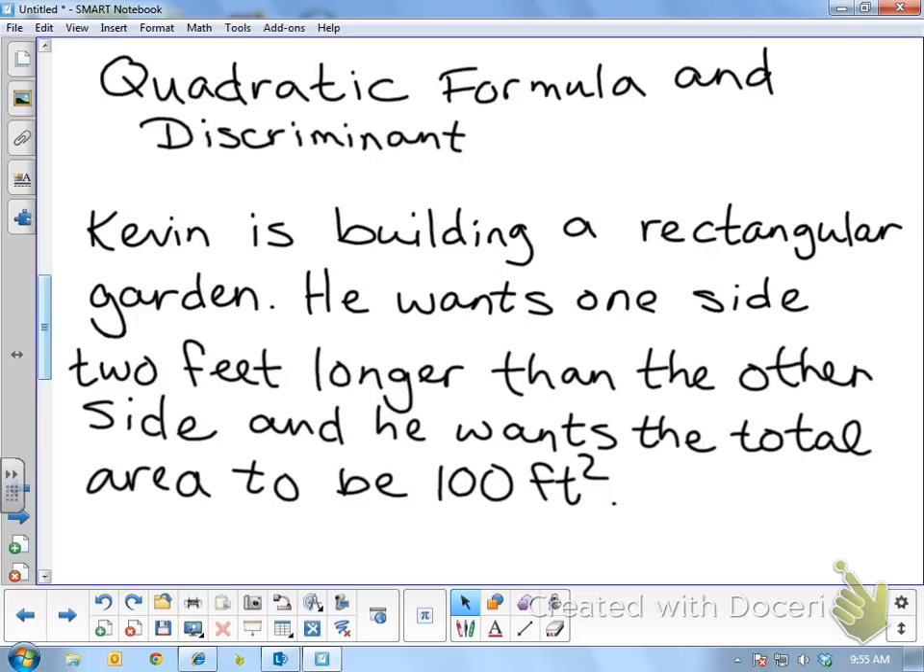Okay. So quadratic formula and the discriminant. We will have some word problems on the test. We've seen some word problems on our homework. Daniel is building a rectangular garden. He wants one side 2 feet longer than the other side, and he wants the total area to be 100 feet.